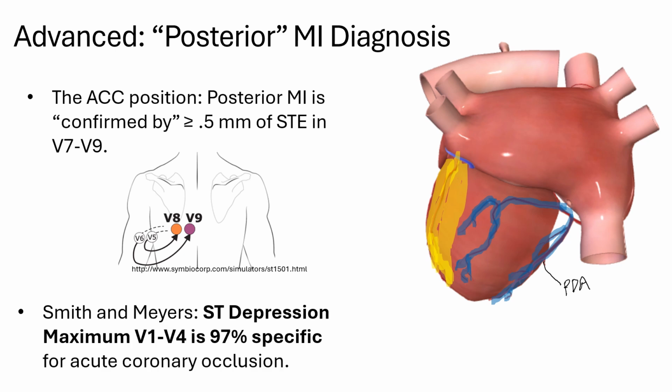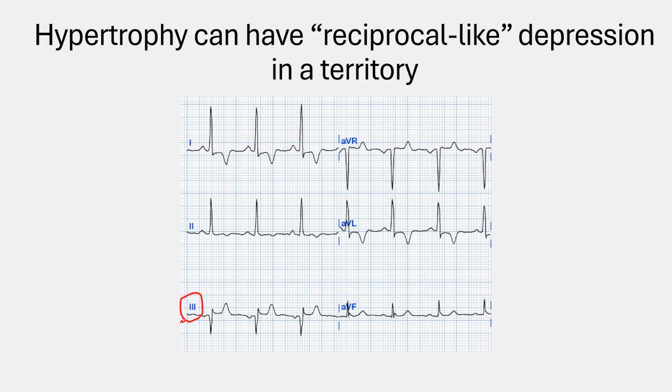Smith and Meyers have demonstrated that ST depression maximum in V1 through V4 is very specific for coronary occlusion. So if you feel strongly that this person has a concerning presentation and they have ST depression maximum in V1 through V4, stick to your guns regardless of what the posterior leads show.